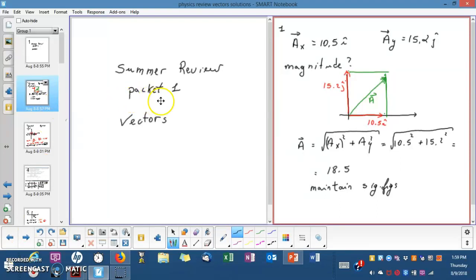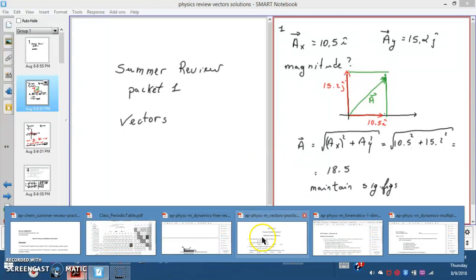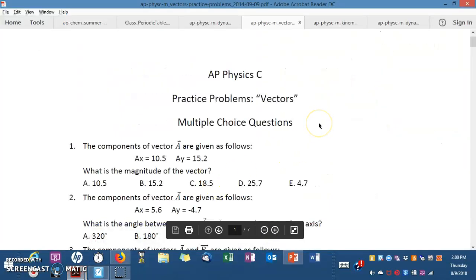This is just the packet 1 summary review about the vectors. So, a very fast explanation about how you should have solved those kinds of problems. The packet is this one.